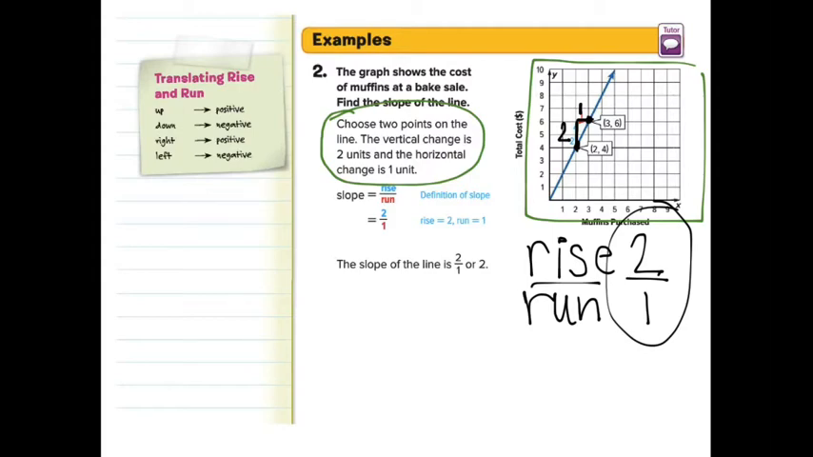Okay. That's all you have to do on any line. This works. Let's take a look at another part on this graph.